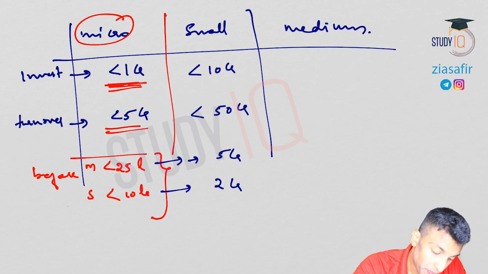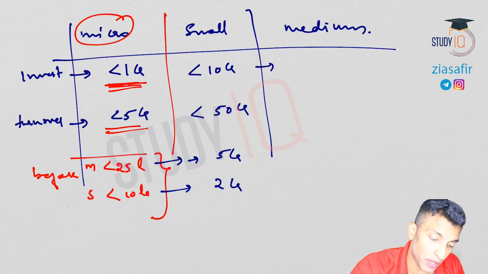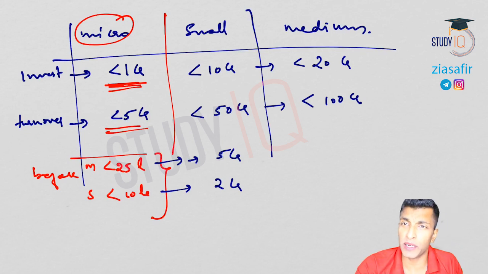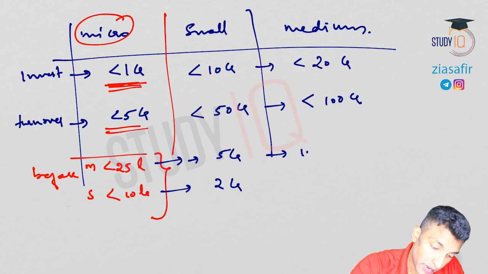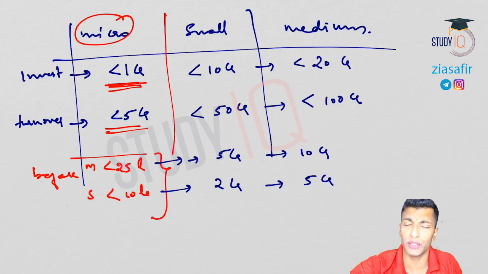Now what about medium? Now the new criteria, which is based on investment as well as turnover: the investment should be less than 20 crore and the turnover should be less than 100 crore. So if the investment is going beyond 20 crore, or the turnover is beyond 100 crore, then it won't be classified as an MSME. Before, in case of manufacturing, it was 10 crore. In case of services, it was 5 crore. So now there is not that division.